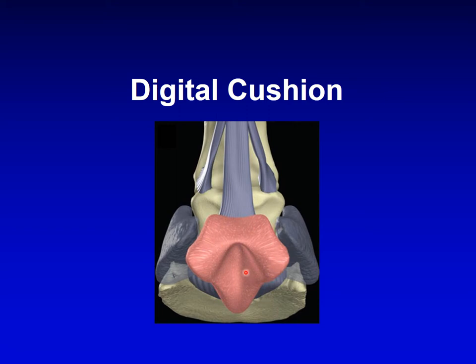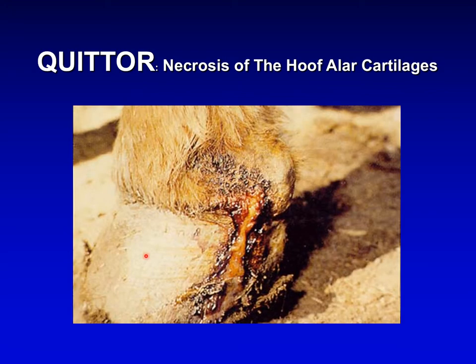The digital cushion basically covers the navicular bone as well as the distal end of the deep digital flexor tendon, which basically is the only tendon that inserts on P3 or the distal end of the forelimb from the palmar aspect. On the dorsal aspect, we have the common digital extensor or the long digital extensor in case of the hind limb. However, in the ventral or the palmar aspect of the digit, we have the deep digital flexor tendon, which is covered by the digital cushion that's located between the two cartilages of P3. And sometimes we call those the alar cartilages, by the way. The two cartilages of P3, we call them alar cartilages.